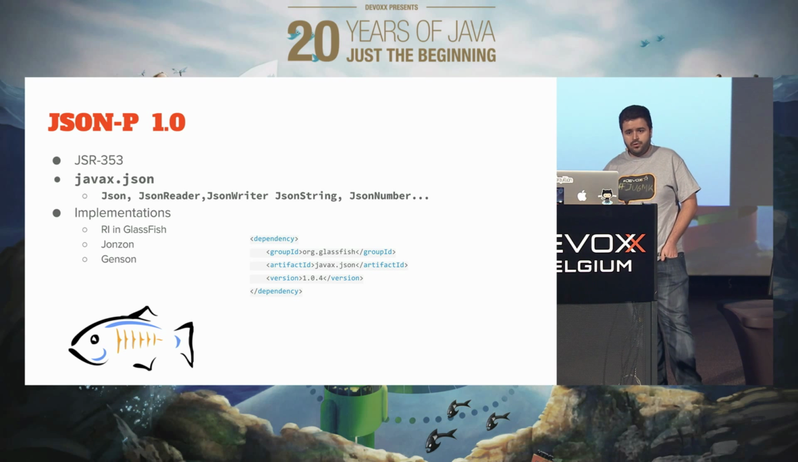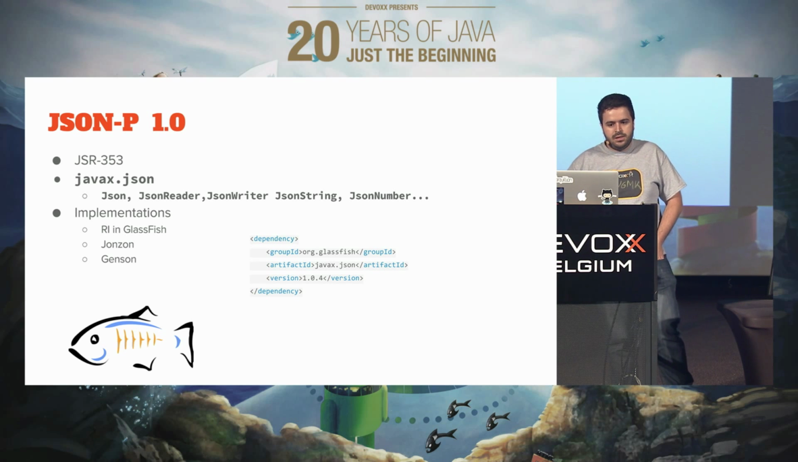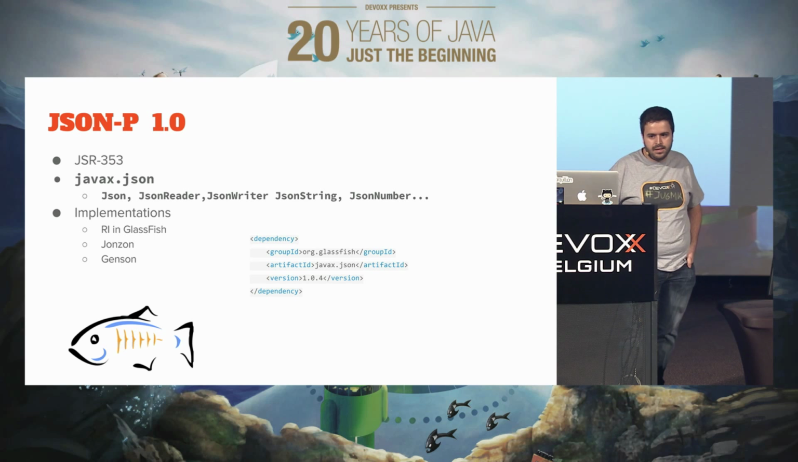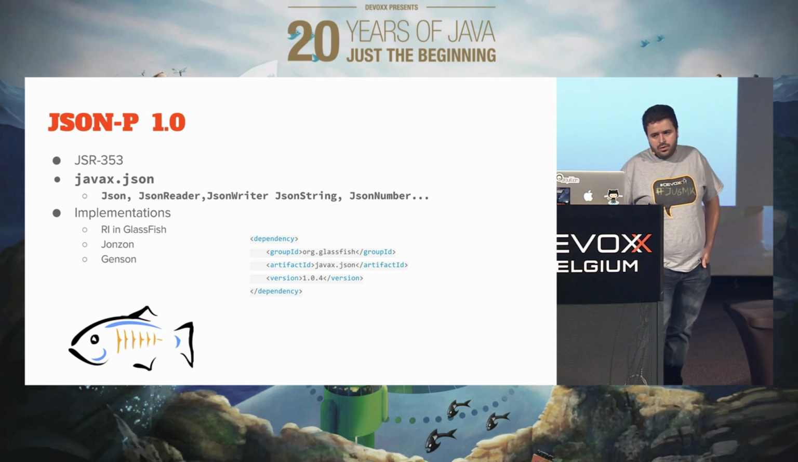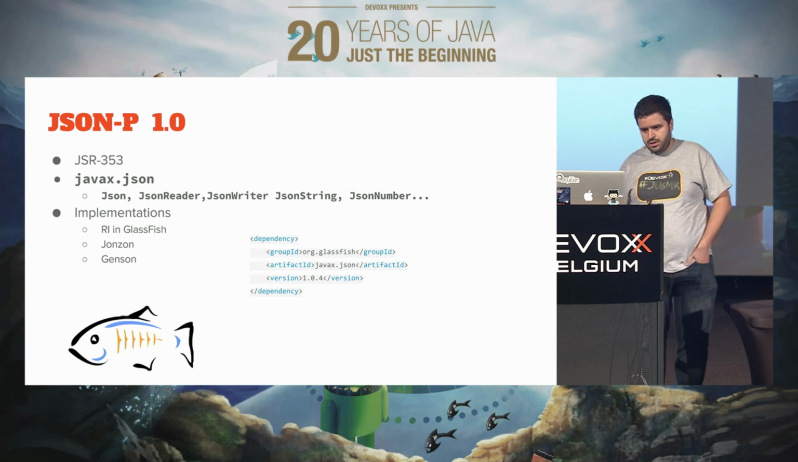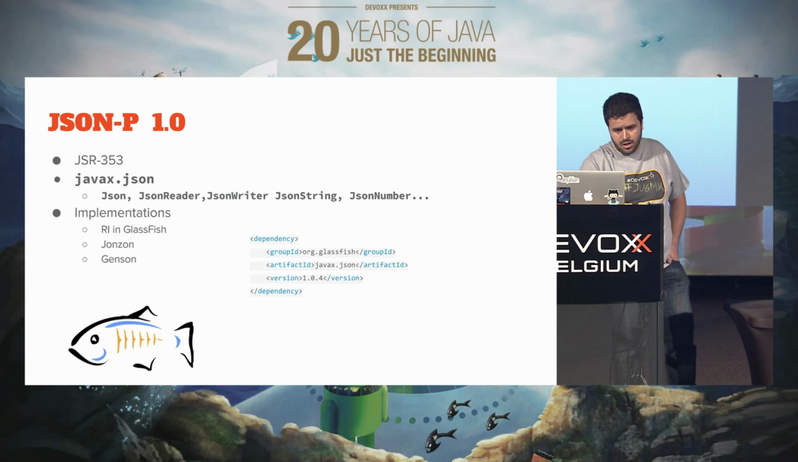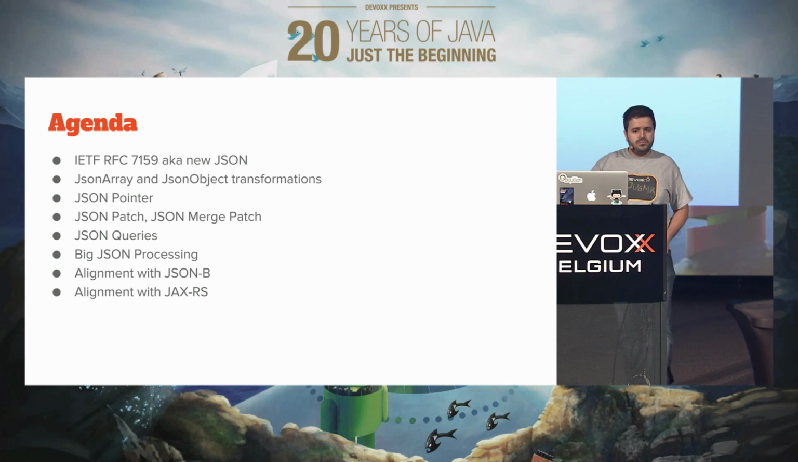For this API, the reference implementation is in Glassfish. There's also Johnzon, Genson, and so on. You can include the dependency like this on non-Glassfish servers, but it is provided in some versions of Glassfish. So we're not going to be talking about the current API.